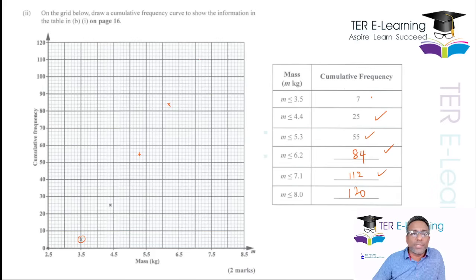7.1 against 112, that's here, right? And then the last one is 8 against 120, so that is up here, right? So let's see how we're going to draw that curve. Now ideally what we need to do is to draw a smooth curve passing through these points. If I draw this freehand, it's not going to look too good.